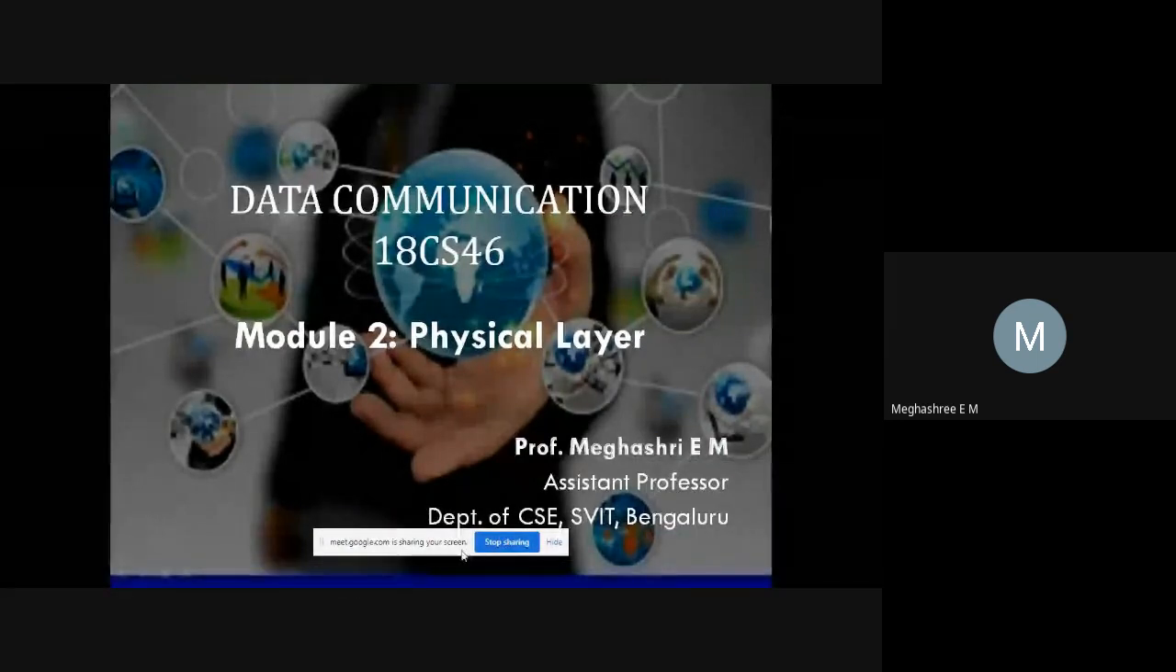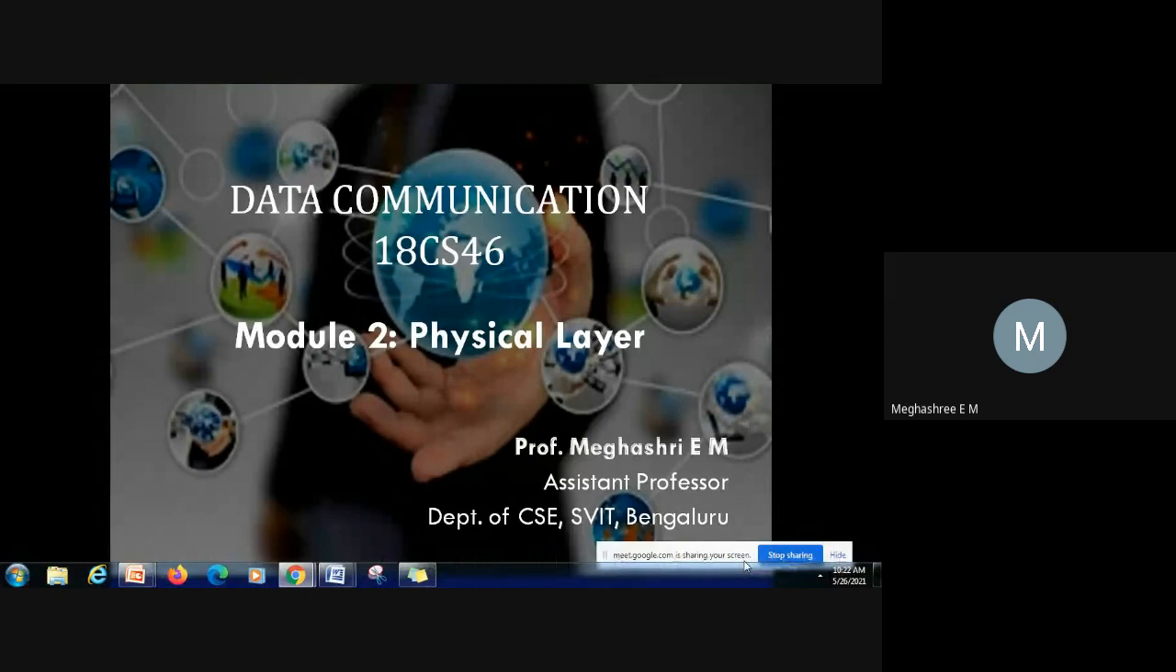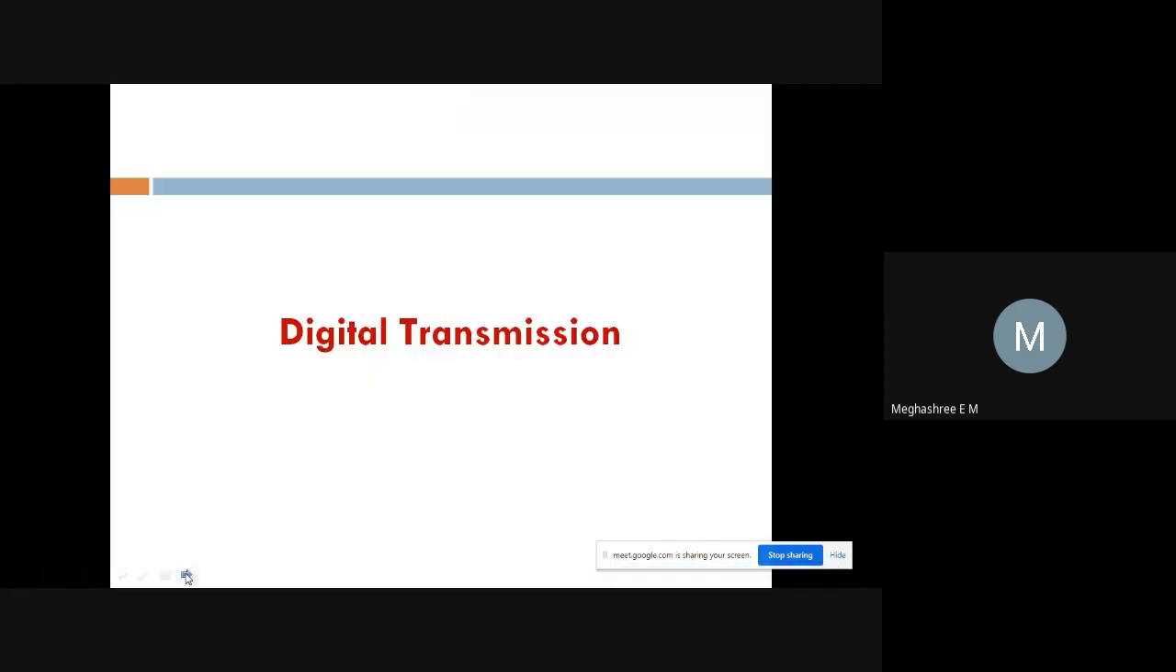Okay, let's start with the second module. As I said, the second module is about the physical layer. The first topic under this module is about digital transmission. The data will be in the form of digital.